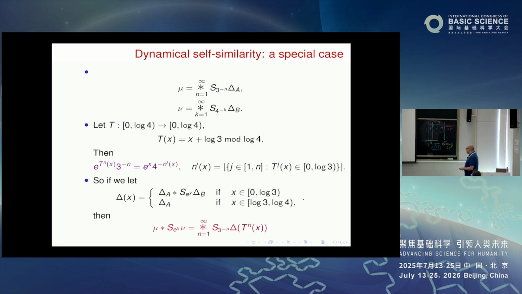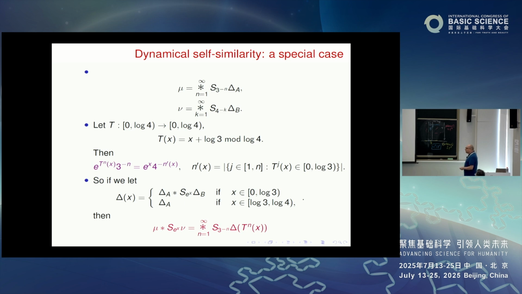And this function is either just the atomic measure corresponding to the middle first Cantor measure, or a convolution with the scaled copy of the atomic measure corresponding to the middle 1/4 Cantor set. But it's just this. You write down what it means, and you end up with this. So this is what I call dynamic self-similarity.